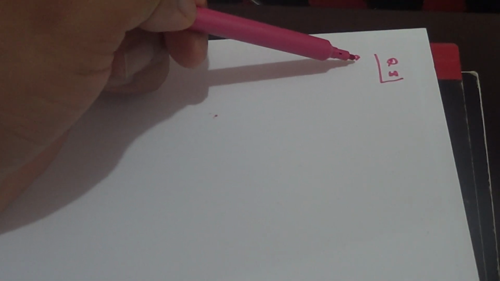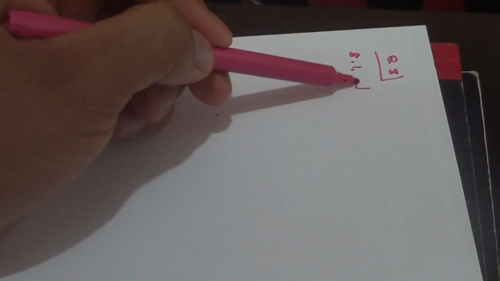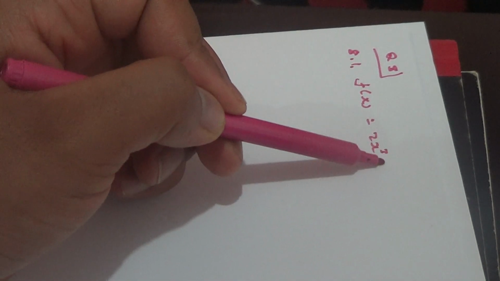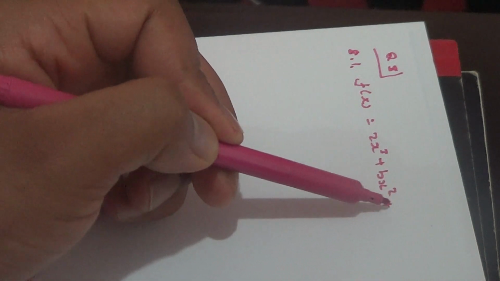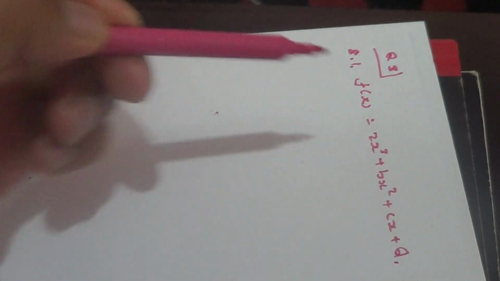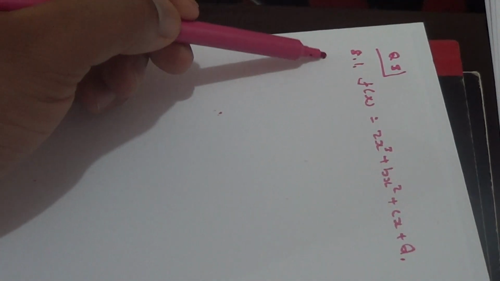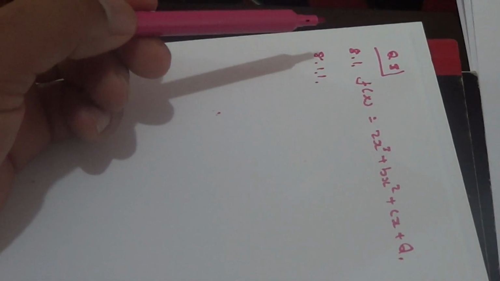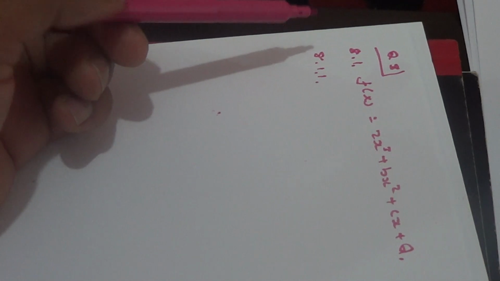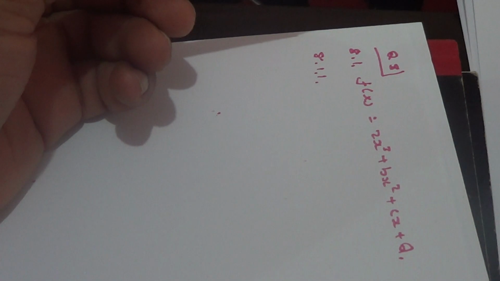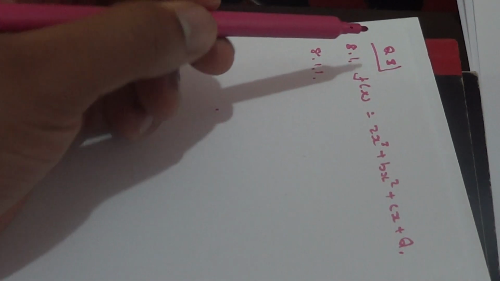So question 8, we start with 8.1. We are given f of x equals 2x cubed plus bx squared plus cx plus d. That's what we have, alright? So now 8.1.1, what do they want? The equation, essentially. That's the question. Although they're just pointing out b, c, and d, but you would get this from the equation, right?